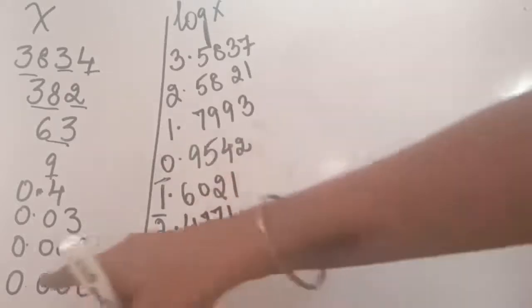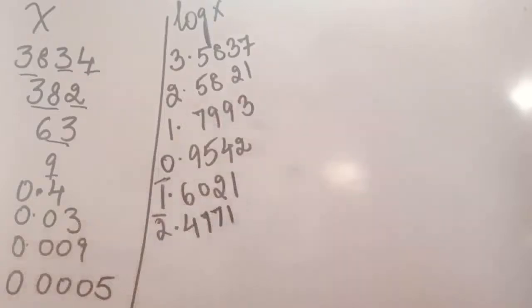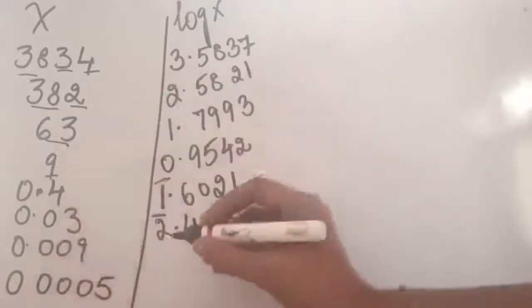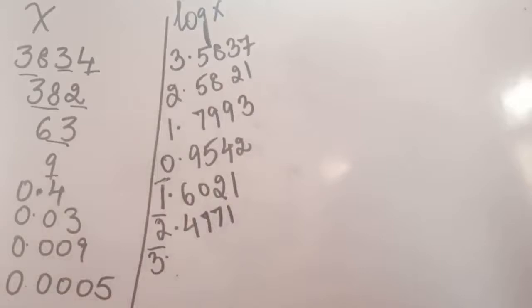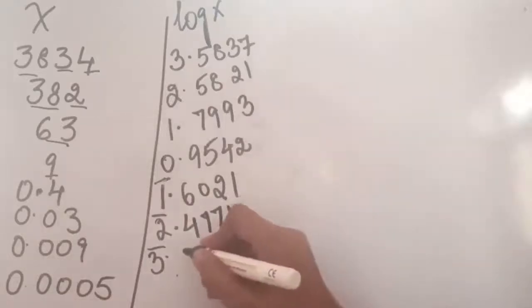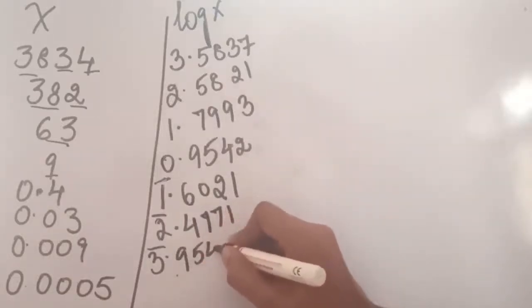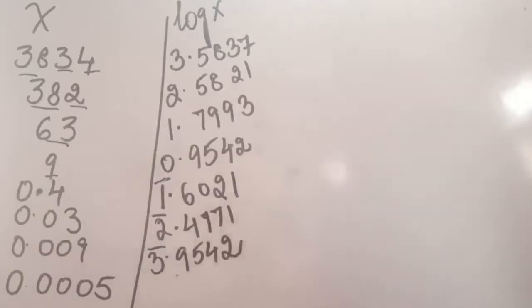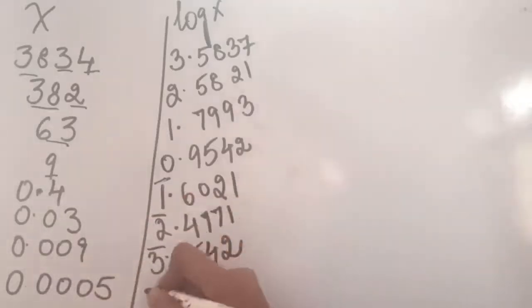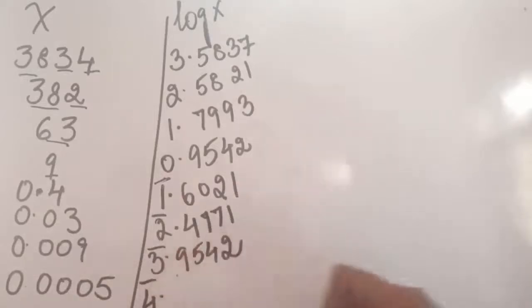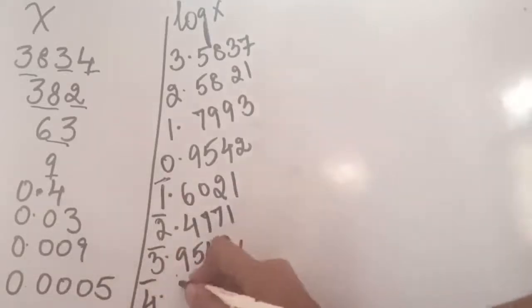4771. Next is 0.009. It means before the point also there is no value. After the point, at 2 places there is no value. So here we will take it 3 bar. And how will the value be seen? 90 under 0. That is 9542. Next is 0.0005. So here we will take 4 bar and 50 value will be seen under 0.